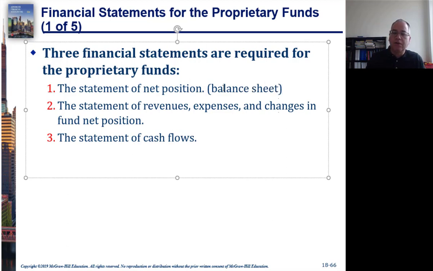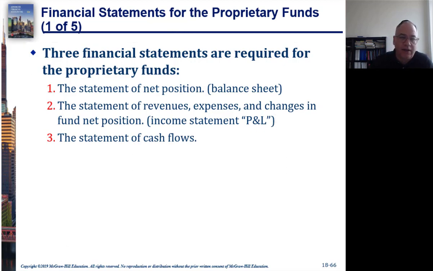The statement of revenues and changes in fund net position is going to be the income statement or the P&L. And the statement of cash flows is the statement of cash flows. So we use slightly different terms, but they're the same basic principles because a proprietary fund is really there, I don't know if it's there to make money, but it's there not to lose money.